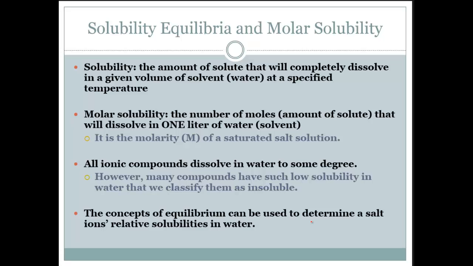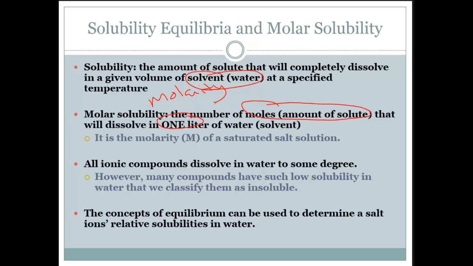Solubility is the amount of the solute that can be completely dissolved in a given volume of solvent or water at a specified temperature. It will not always be water, but most of the time it will. Molar solubility is the number of moles of a solute that will be dissolved in 1 liter. So just like molarity is moles per liter for concentration, molar solubility is referring to moles in liters. It's the molarity of the saturated salt solution.